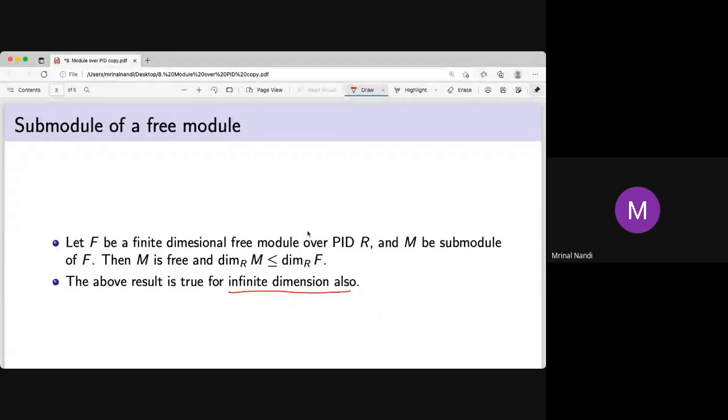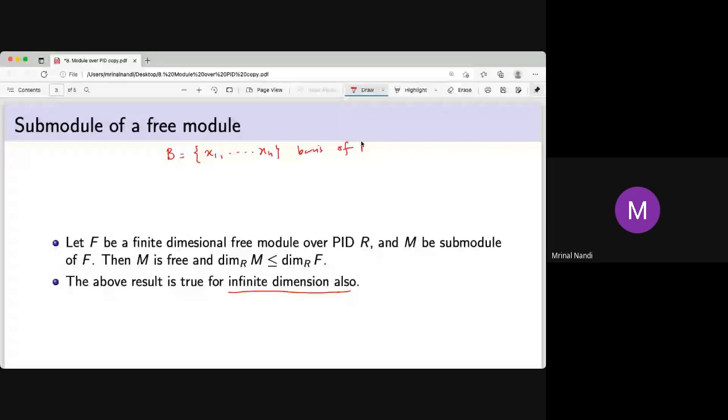So okay, what is the proof? The line of proof is this. The complete proof, basis of it. Now we have to.